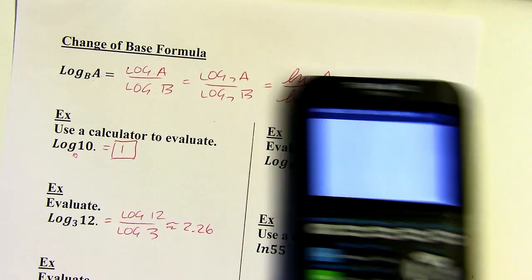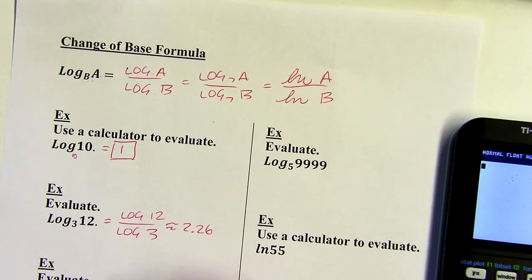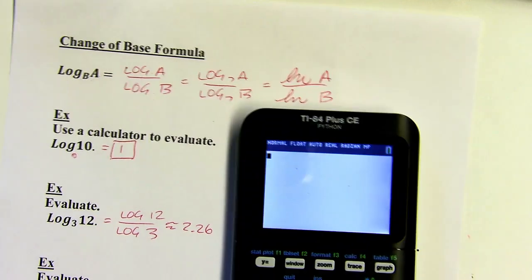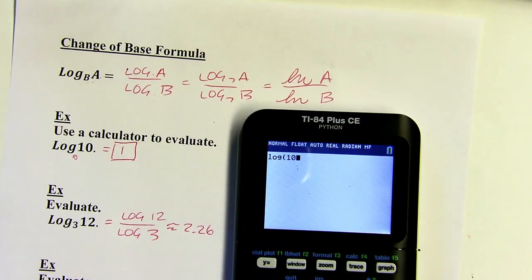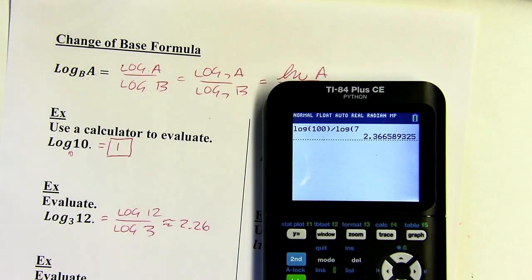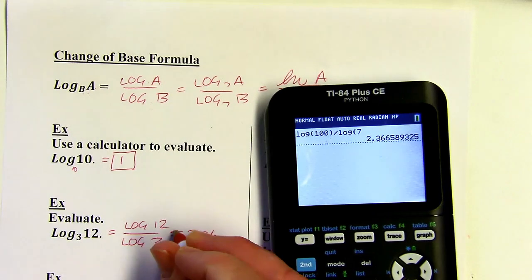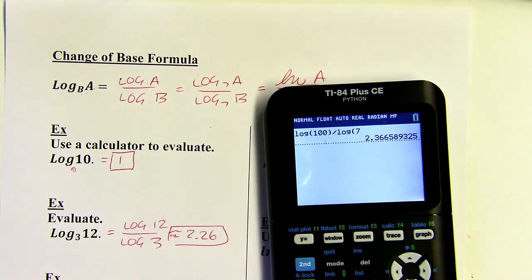Okay. All right, so let's try this one. I'm going to write this as log of 100 over log of 7. Then I'm ready for my calculator. Log of 100, close the parentheses, over log of 7. Okay, and I got about 2.37.